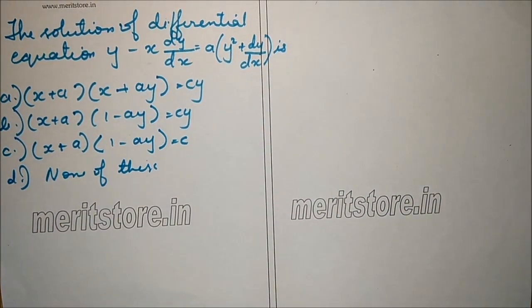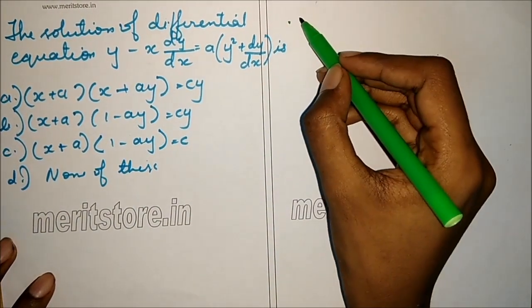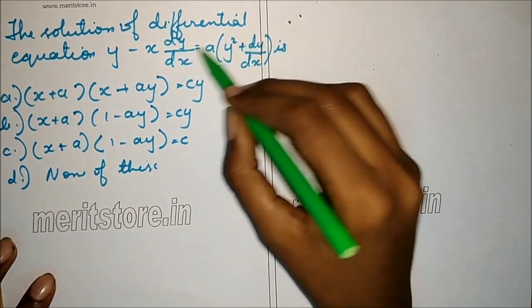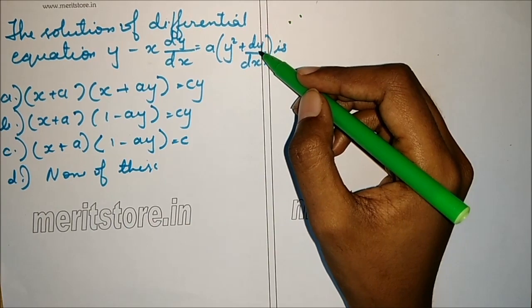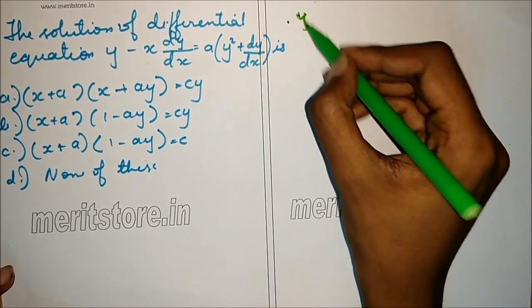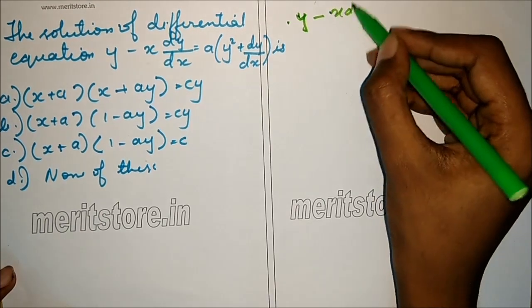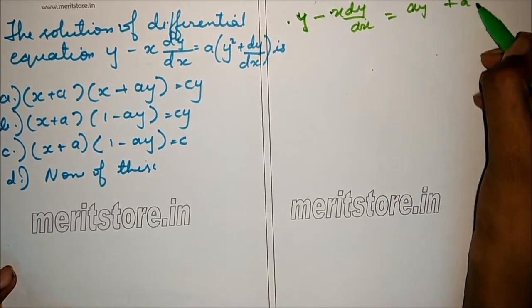Given differential equation is y minus x into dy by dx is equal to a into y square plus dy by dx. We have to find the solution of this differential equation. So what is given is y minus x dy by dx is equal to a into y square plus dy by dx. First we expand the brackets, we get y minus x dy by dx is equal to ay square plus a dy by dx.